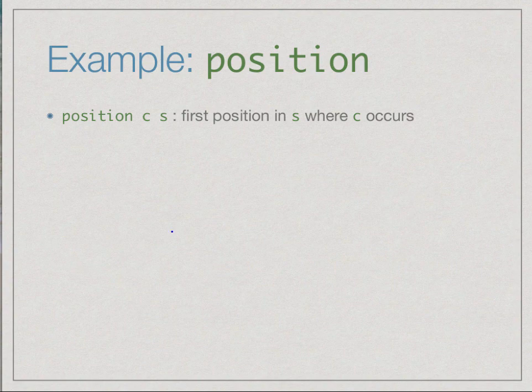A second example of the use of zip is the function position. Remember, we already saw in this lecture a new way of writing position using take while. Now we will see a new way of writing position using zip. So what does position do? Remember that position returns the first position in the string S where the character C occurs.